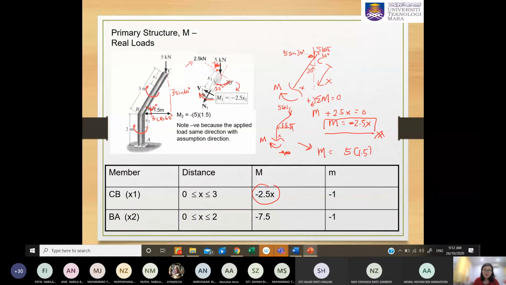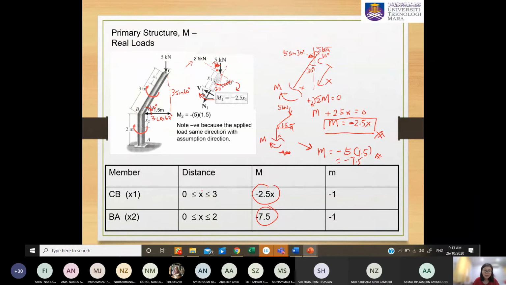But now you are already putting to the other side, right? So you need to look at this moment, whether it is the same or opposite with your internal moment. So it is the same direction. Same direction, you just put a negative here. So this is how you get it. It will be negative 7.5. And the range here, be careful.